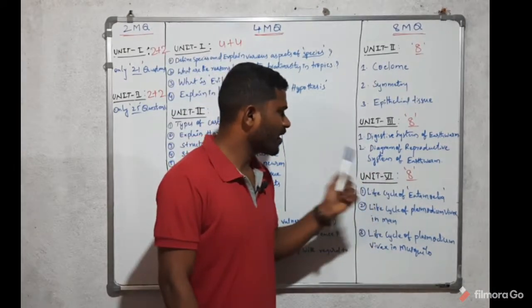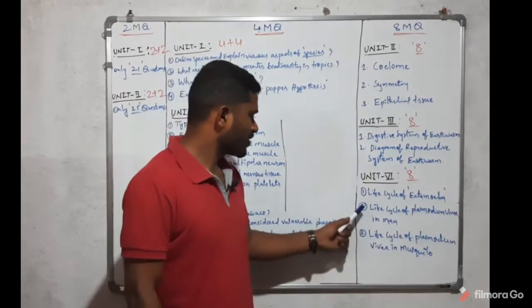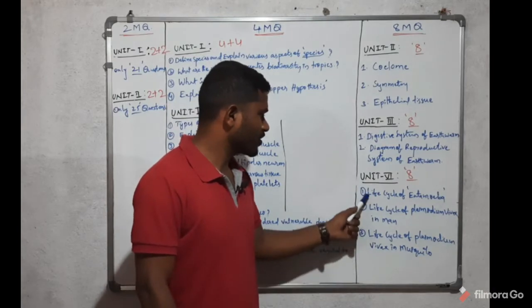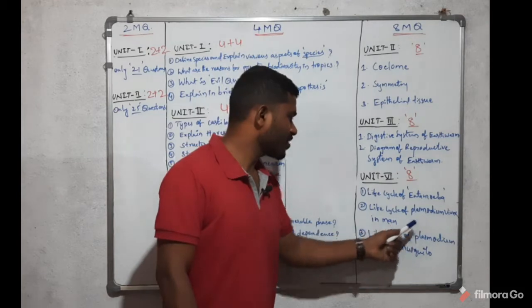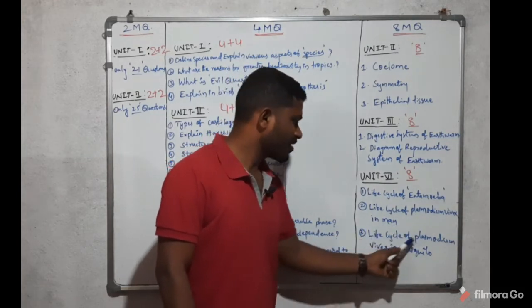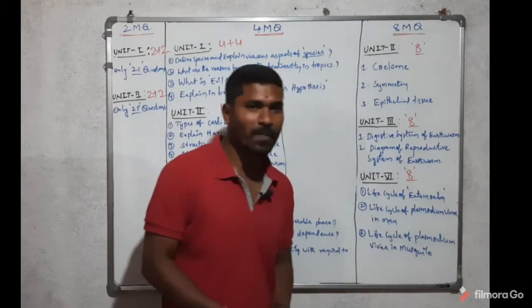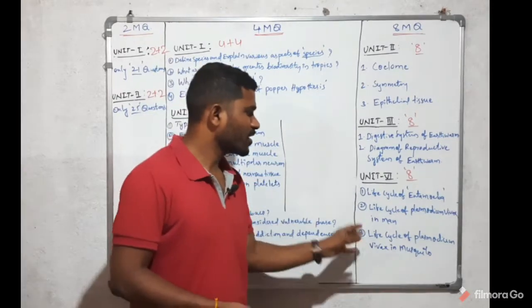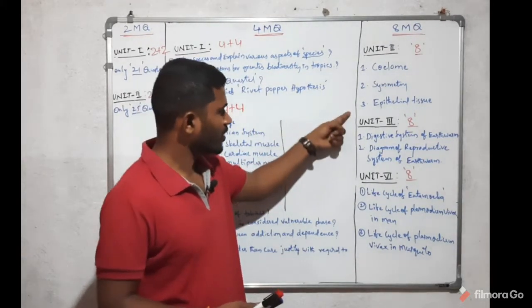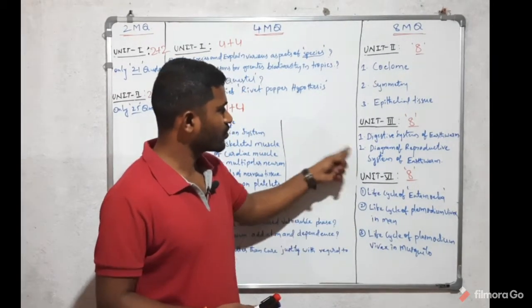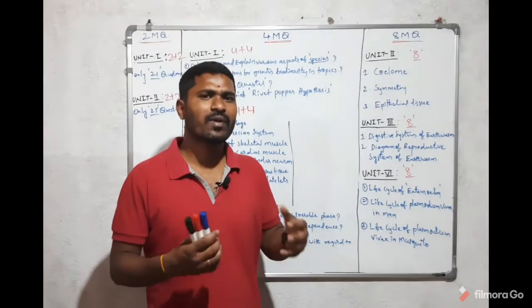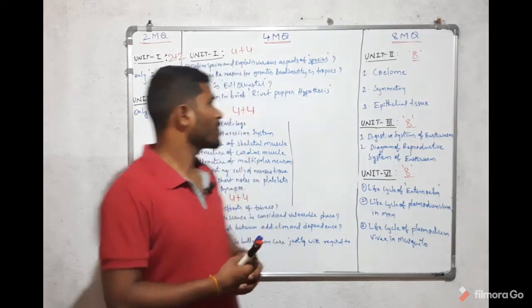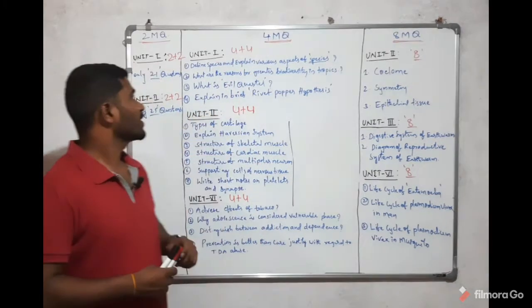In the 6th unit, there are 3 expected questions. Number 1, life cycle of Entamoeba. Life cycle of Plasmodium vivax in man. Life cycle of Plasmodium vivax in mosquito. So these questions approximately make 3 plus 3, 6 plus 2, 8 questions. These 8 marks questions are the more expected questions.